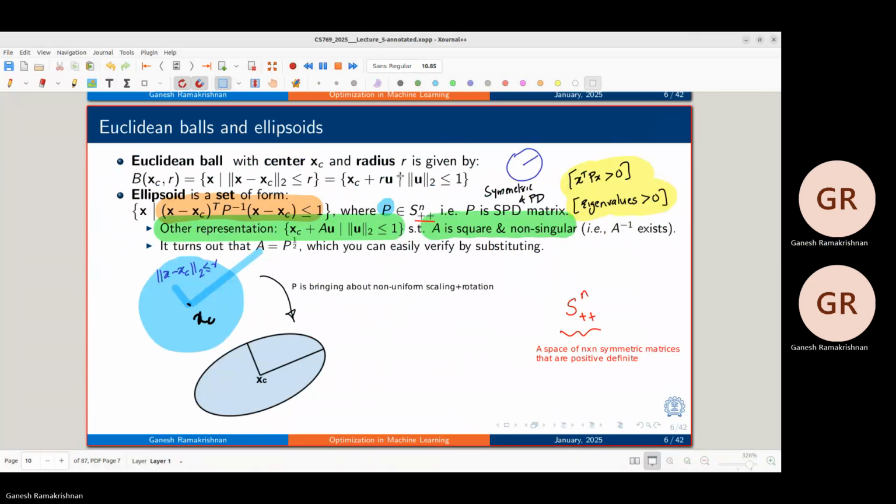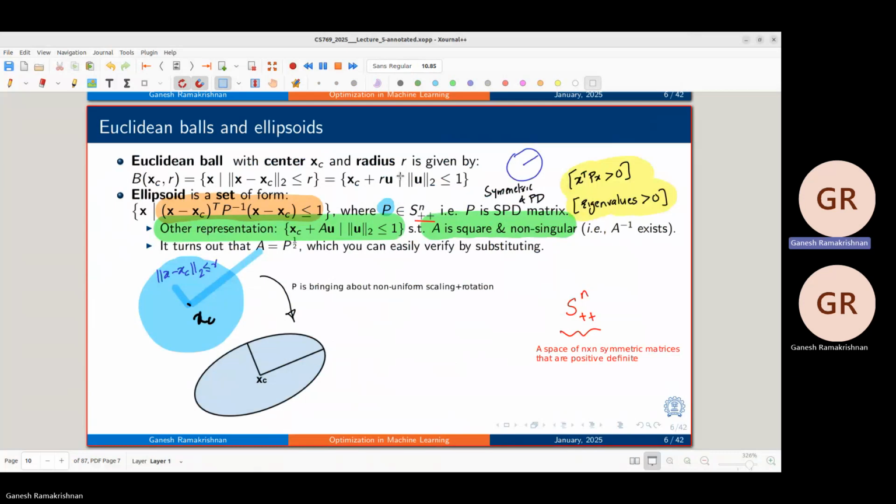You basically translate xc, the center, with a vector u, but this vector u itself can be rotated and scaled by matrix A, right? So one is to do the adjustment with the dot product between x minus c and x minus c, and the other is to do the adjustment at the level of the vector u itself: xc plus Au. Now, if A is identity, you would again get a Euclidean ball. Else, you'd get an ellipsoid. There's of course a condition: A must be square and non-singular.